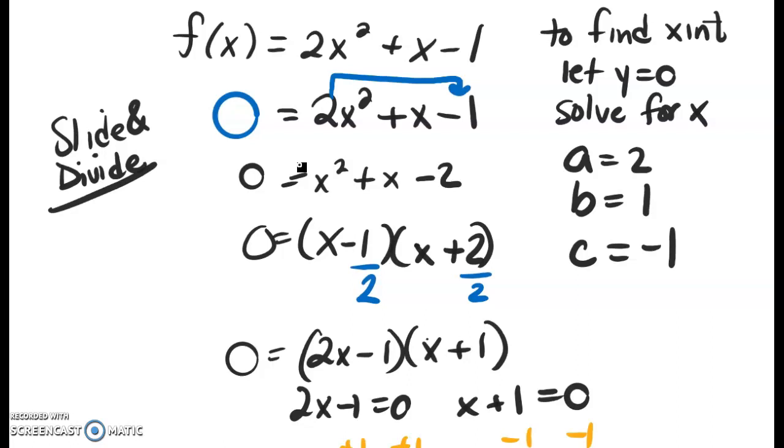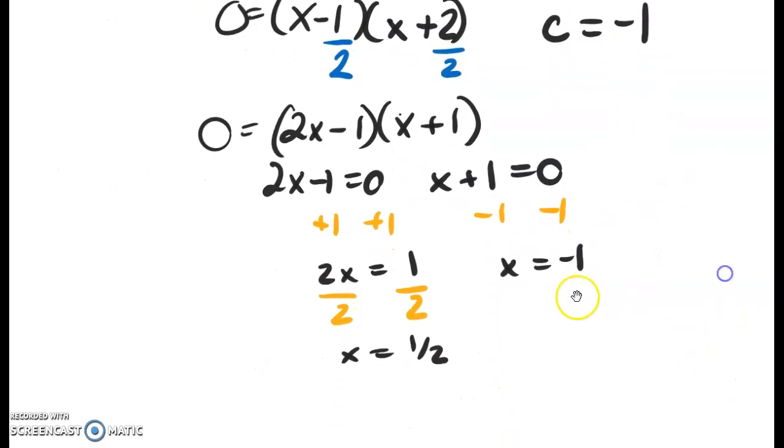And so you slide down the a and then you factor it and then you divide out that a that you slid down and simplify. And so that's what we did. And then we used the zero product rule and we got our answers. And then at the end, you always want to check your work.